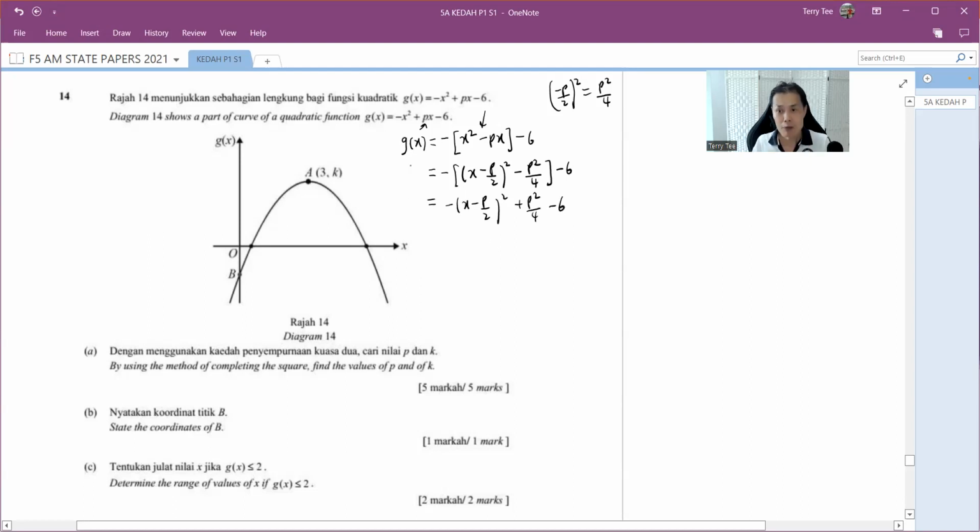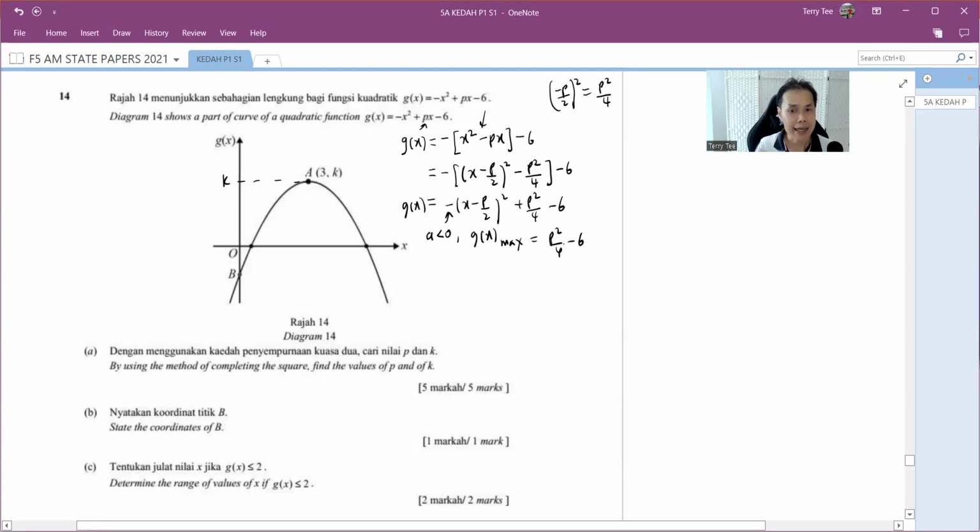Okay, so now that I've completed the square, now we need to read the maximum or minimum from the graph. You can see the a is less than 0. So your g(x) has a maximum value. And my maximum value is p squared over 4 minus 6, right? So if your p squared over 4 minus 6 is your maximum, we can compare with the maximum from the graph. Your maximum is k, right?